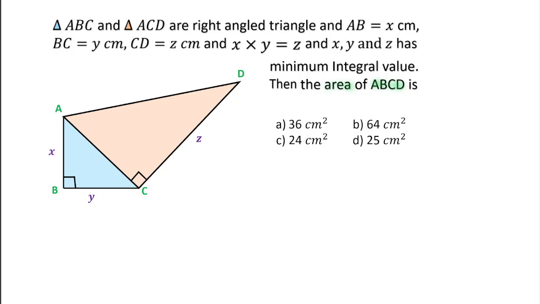Hello everyone, in this question it is saying triangle ABC is a right angle triangle and also triangle ACD is a right angle triangle, and the length of AB is x centimeter and the length of BC is y centimeter, and also the length of CD is z centimeter. According to the question, the product of x and y is equal to z. Okay, and x, y, z hold only minimum integer values. Then we have to find the area of figure ABCD.